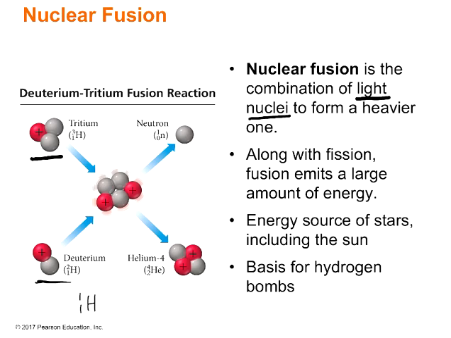So if those two crash into each other, we end up forming helium and a neutron. So we're taking two lighter atoms, smushing them together essentially, and then forming a heavier atom.